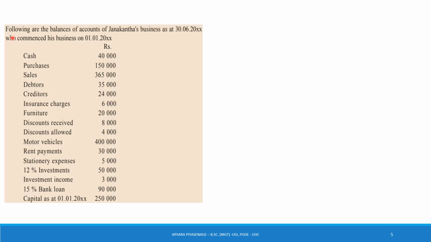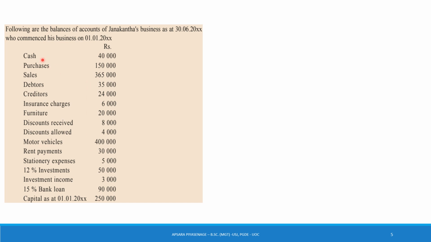Here an example is given. Following are the balances of accounts of Janakanta's business as at 30th of June, who commenced his business on 1st of January. So the names of the accounts and the values or the balances are given. When preparing the trial balance, we have to identify what kind of balance there is, whether it is a debit balance or a credit balance.